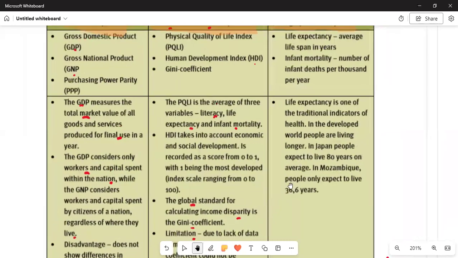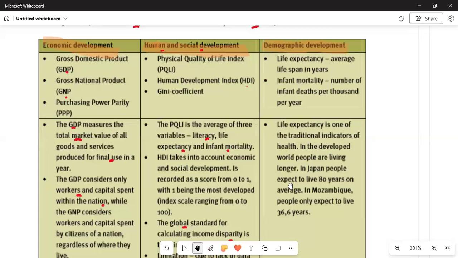And then let us talk about demographic development. So we are talking about life expectancy. This is the average lifespan in years a person is expected to live. And then we talk about infant mortality, the number of infant deaths per 1,000 in a year. Life expectancy is one of the traditional indicators of health in the developed world. People are living longer. In Japan, people are expected to live 8 years on average. In Zimbabwe and Mozambique, people are expected to live 36 years.